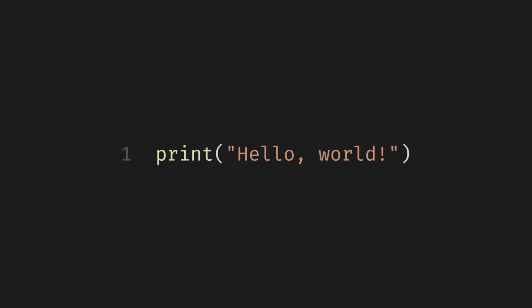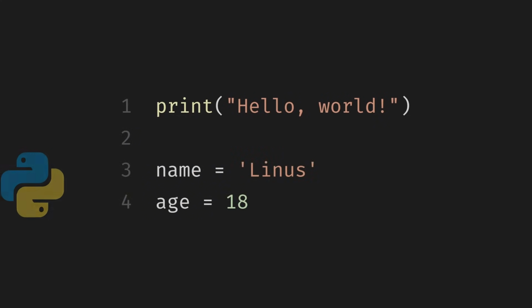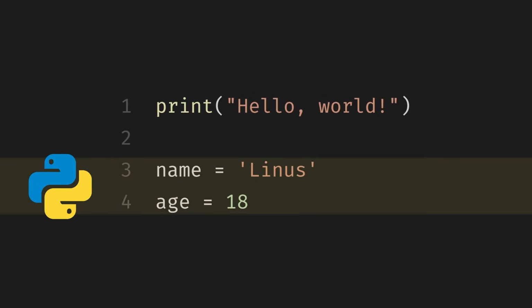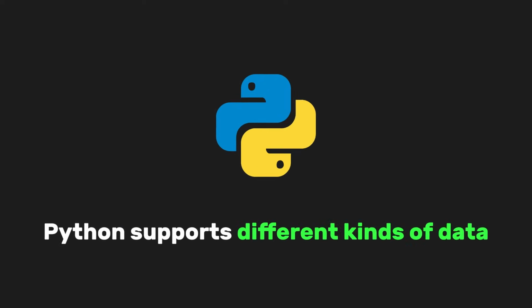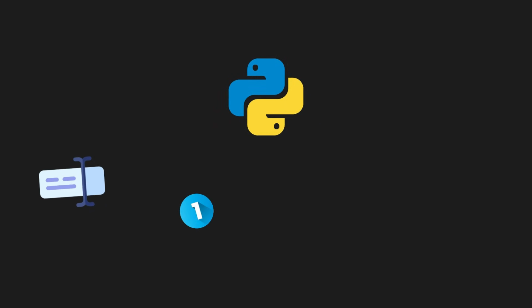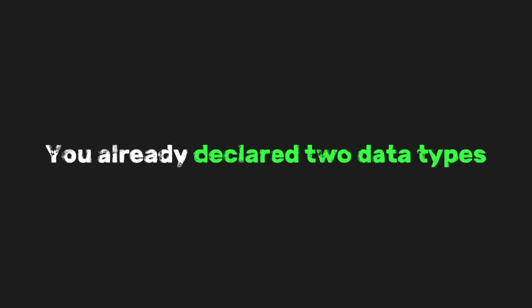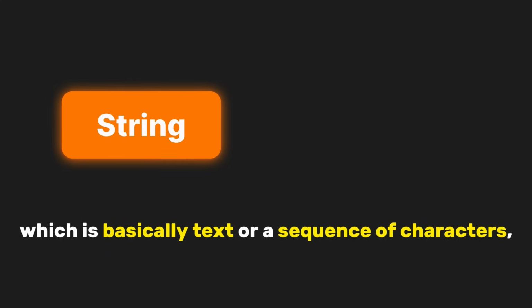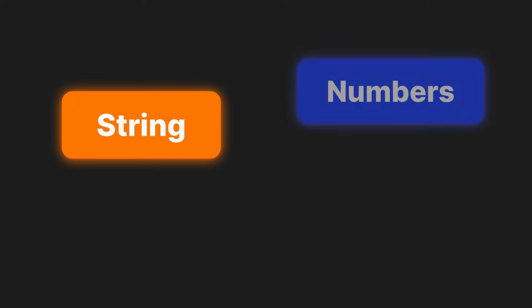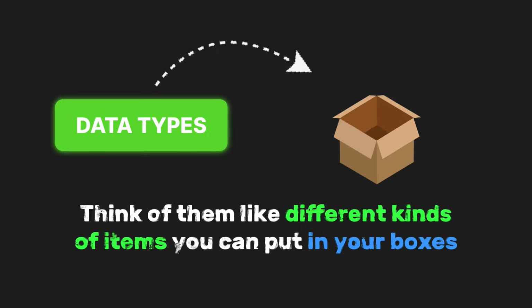Now let's create two variables called name and age. Python will instantly remember these values. Let's add more. Python supports different kinds of data: text, numbers, decimals, and true or false values. You already declared two data types: a string, which is basically text, or a sequence of characters, and a number. These are called data types. Think of them like different kinds of items you can put in boxes.